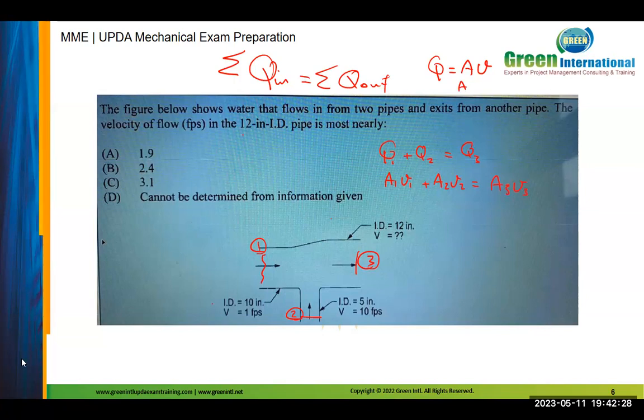Diameter 1 is 10, so 10 inches squared, V1, which is 1 feet per second, plus D2 squared, which is 5 inches squared, V2, which is 10 feet per second, equals D3, 12 inches squared, V3. Any problem here for this equation before we continue?